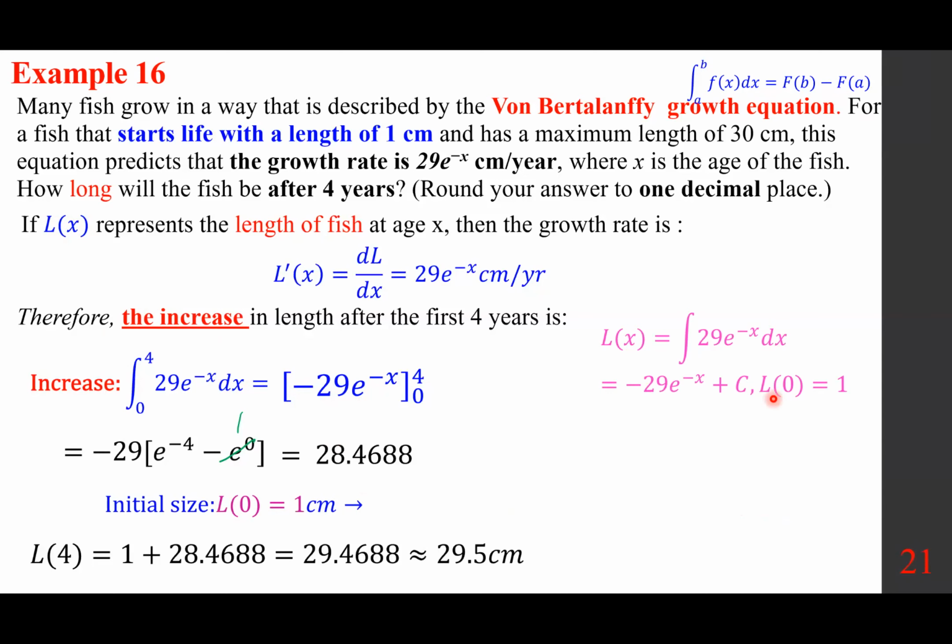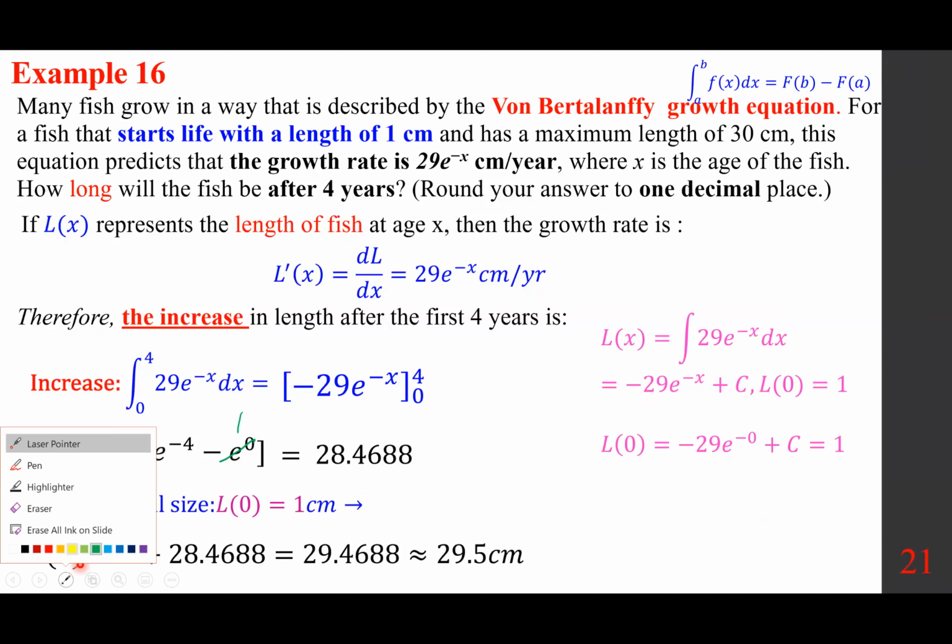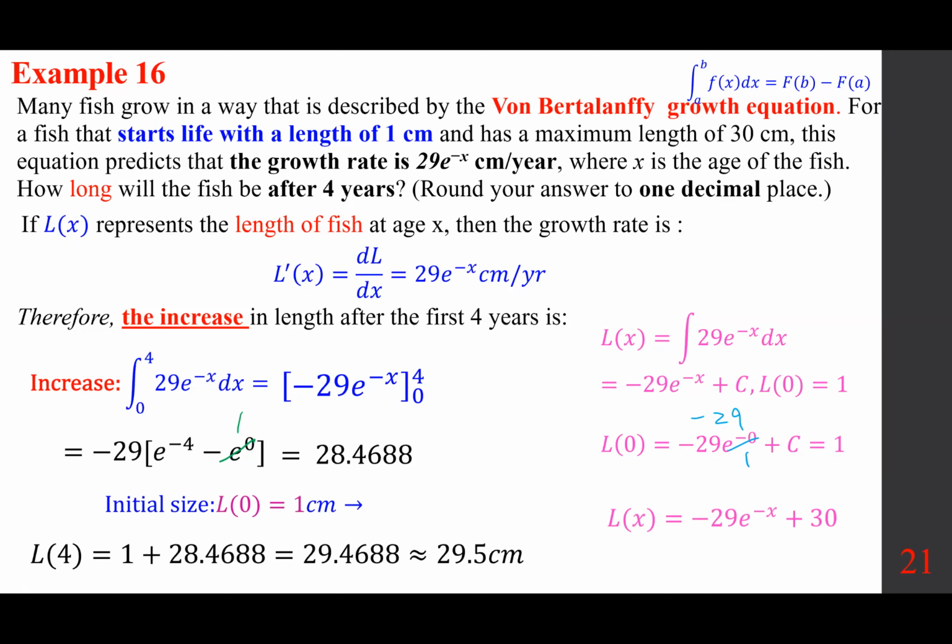So 1 equals, if I replace the x with 0, obviously, this is 1. So -29 plus c equals 1. Therefore, c must be 30. And all we have to do is plug in 4 here.